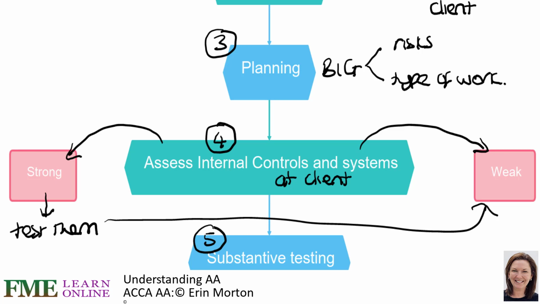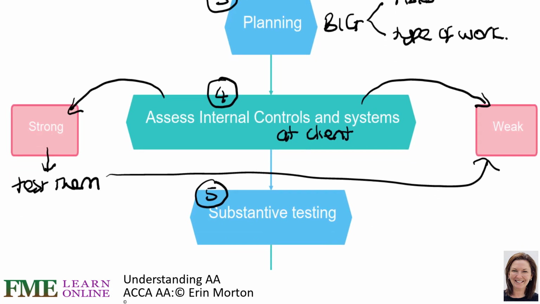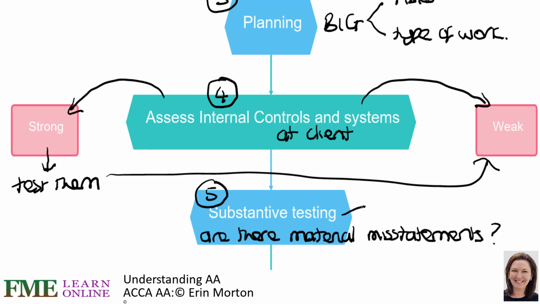So the fifth stage is our substantive testing stage. This is where the audit team will carry out tests on the transactions. So they will test the numbers, they will test the disclosures, they will look in detail at the financial statements, and they need to see whether there is potential material misstatements. So they are looking at the numbers and they are also looking at the disclosures.